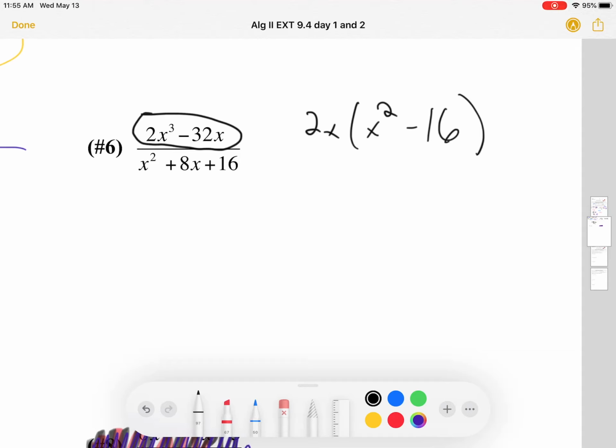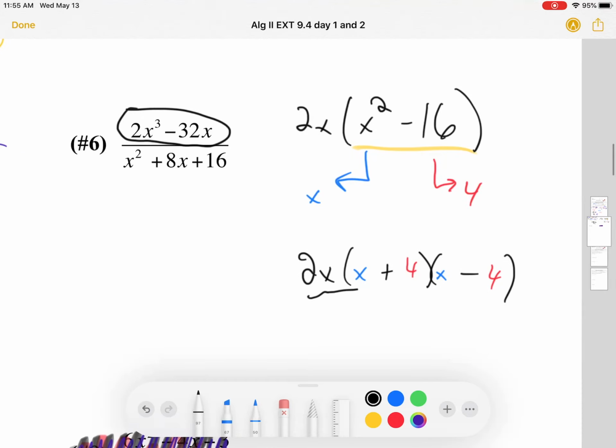But now I got to take this guy a step further on top. Because if we look right here, x squared minus 16, oh yeah, that's one of those difference of squares, isn't it? X squared, the square root of x squared is x. The square root of 16 is 4. I'm subtracting in the middle. So this whole thing turns into 2x. I have 2 sets of parentheses. X comes first, x comes first. 4 comes second, 4 comes second. Plus on one of them, minus on one of them. That's the whole top. All I care about was the top so far.